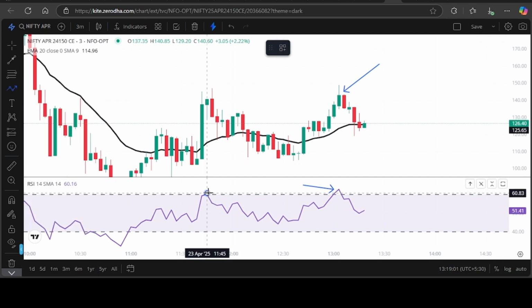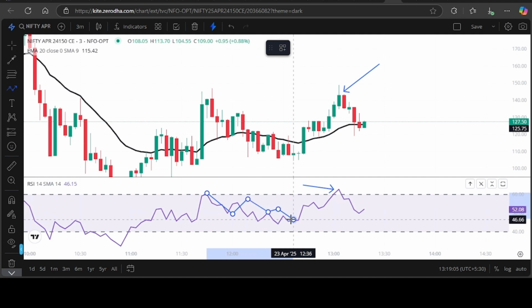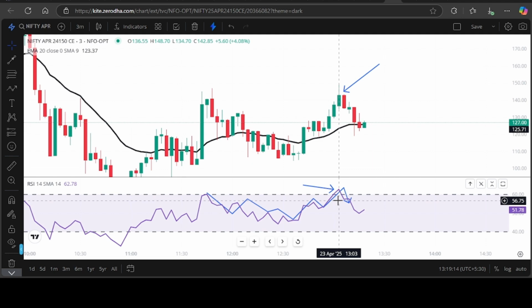Let me show you the path. It's coming here, moving in between the 60 and the 40 range. It came here and perfect resistance, right? Not a perfect resistance, but it is around the level 60. So we can consider it as a resistance point.